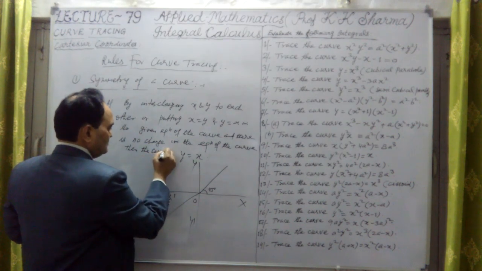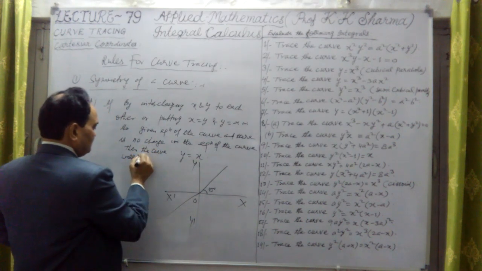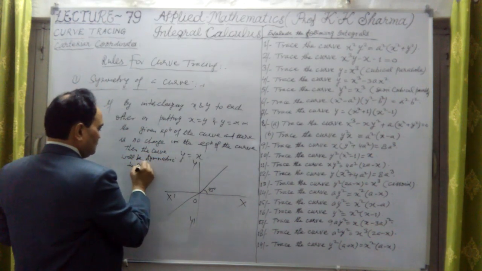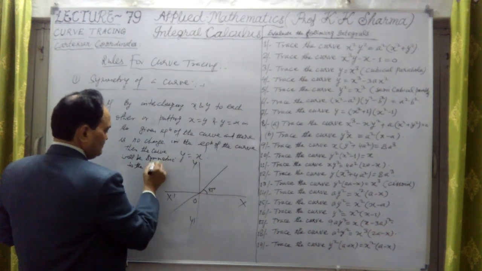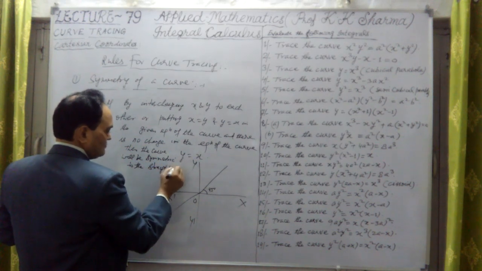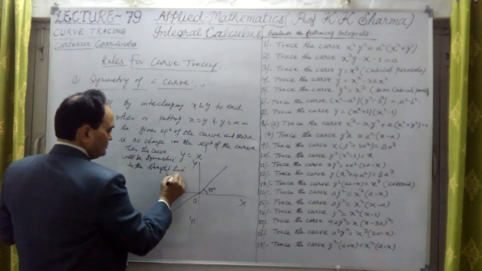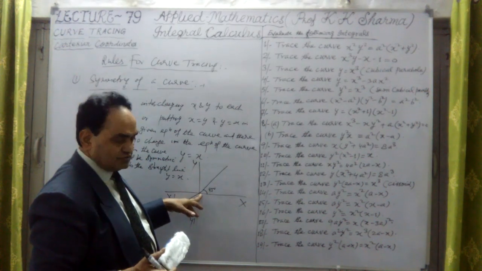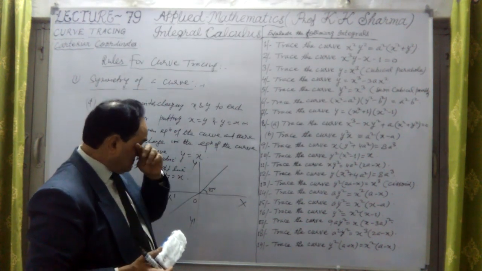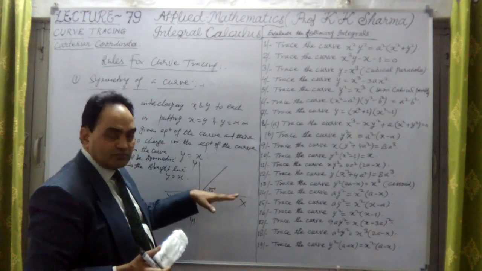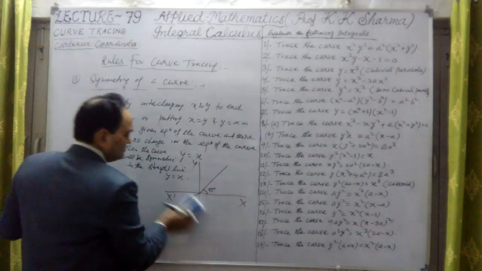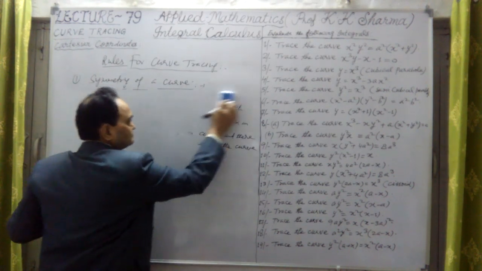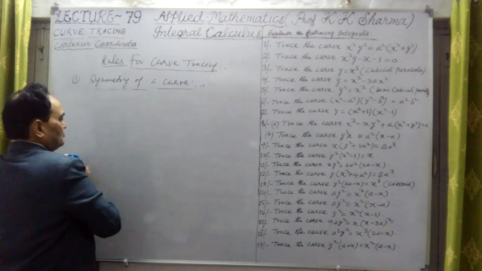Then the curve will be symmetric to the straight line y equal to x. This is the y equal to x line, which is passing through the origin and lying at a 45 degree angle with the axis of x. This is how this equation will be. So this is the fourth point. Now let me talk about the fifth point.